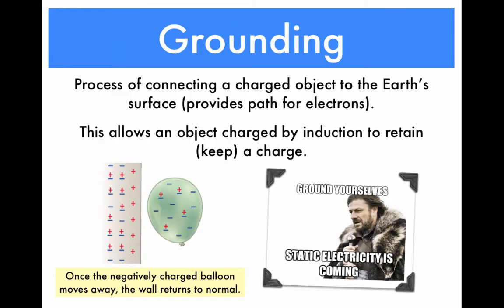Grounding is a process of connecting a charged object to the Earth's surface, and that provides a path for the electrons. This allows an object charged by induction to retain or keep a charge. In the previous example with the balloon and the wall, once that negatively charged balloon moves away, the wall returns to normal. And so grounding is a way that an object can keep a charge.